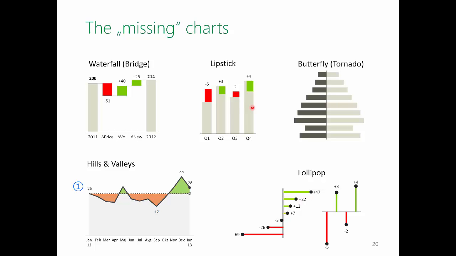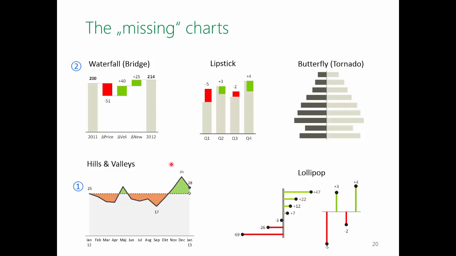The first one is the so-called Hills and Valleys chart, and we use it for trend analysis. So this is number 1. We'll take a look at how to present values that change over time, the trends.